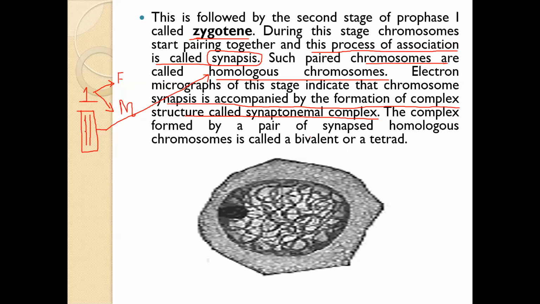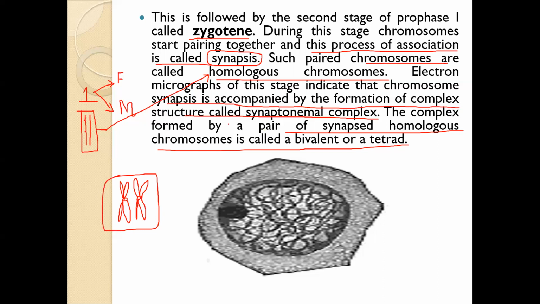The synapsis is accompanied by the formation of a complex structure called the synaptonemal complex. The complex formed by a pair of synapsed homologous chromosomes is called a bivalent or tetrad. That means if we consider this is one chromosome and this is another chromosome, and when they come close together by producing the synaptonemal complex, this structure is called the tetrad structure.